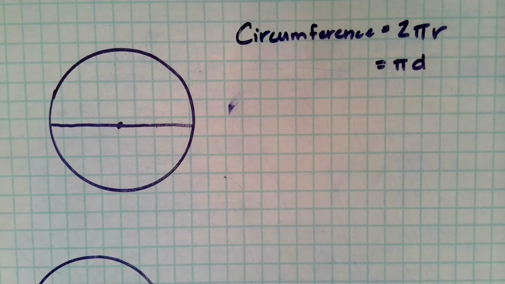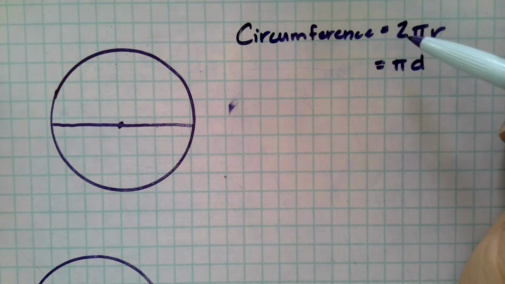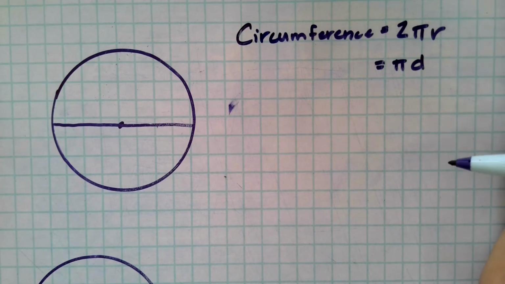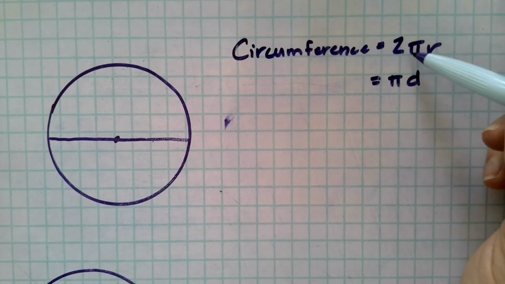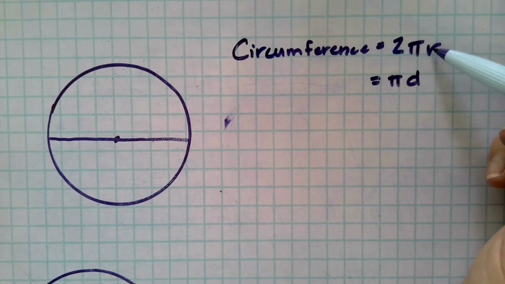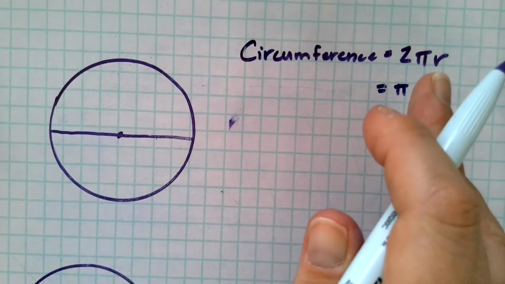Okay, now we have to talk about circumference. Okay, the cool thing is that the circumference is 2 pi r. Okay, 2 times 3.14 times the radius gives you the circumference.